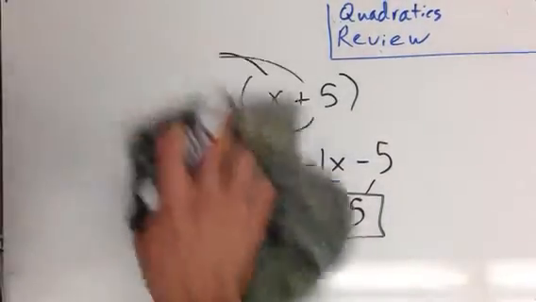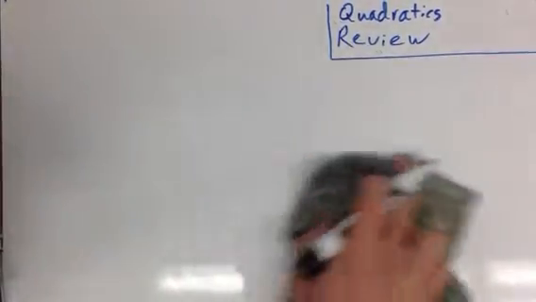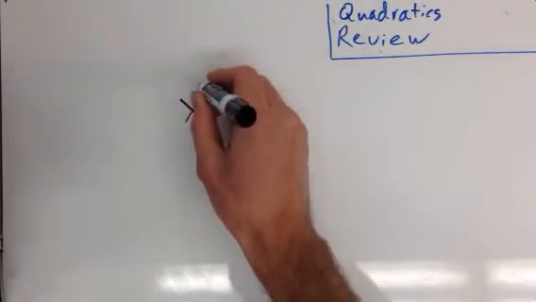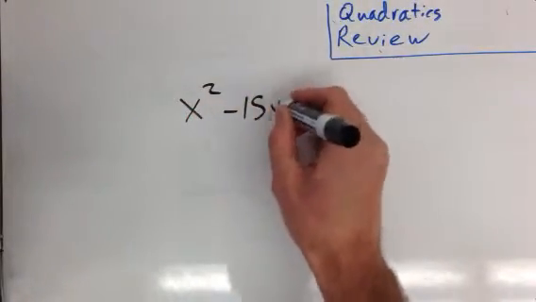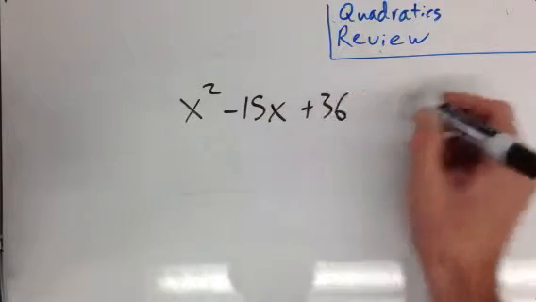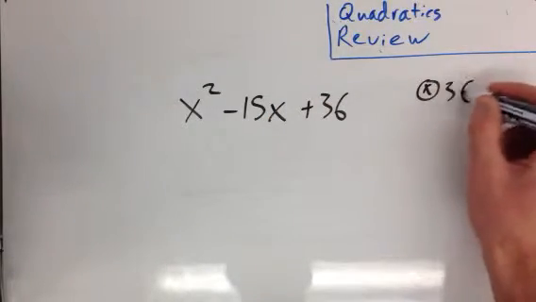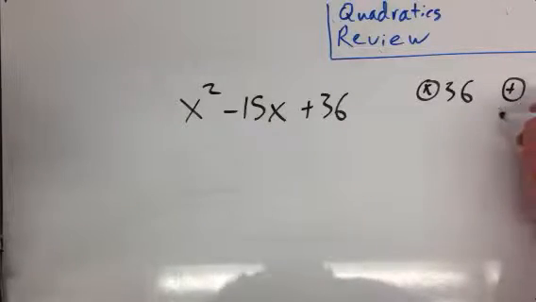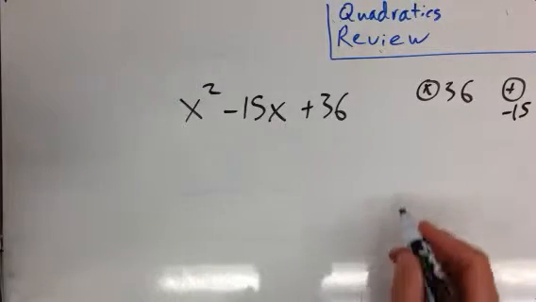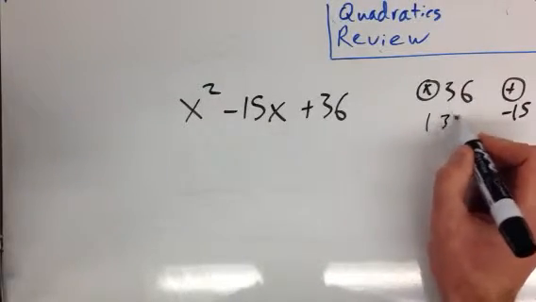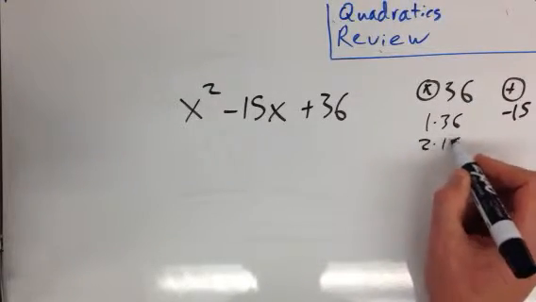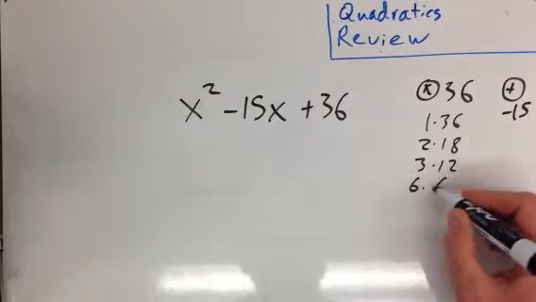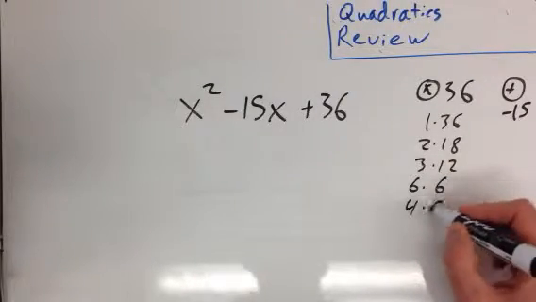Next we had some factoring, which is the opposite of FOILing. So we had to factor x squared minus 15x plus 36. Now we want things that multiply to 36 and also at the same time add up to negative 15. So we can go through all the factors: 1 and 36, 2 and 18, 3 and 12, 6 and 6, so on and so forth, 4 and 9.